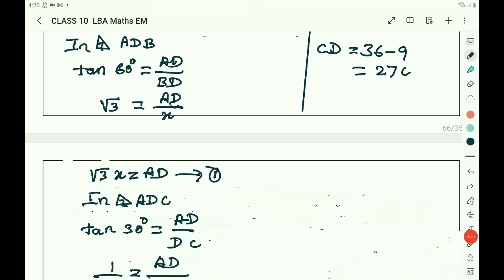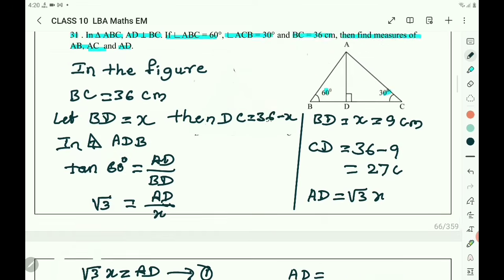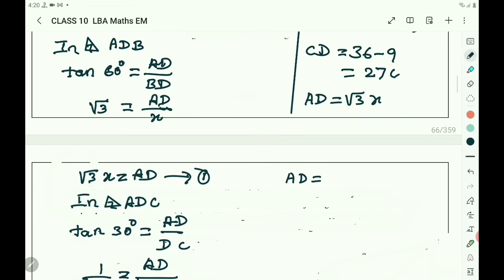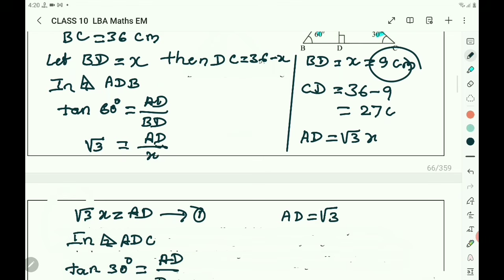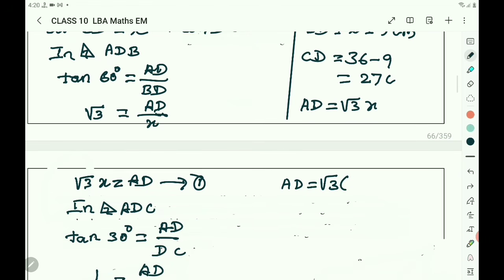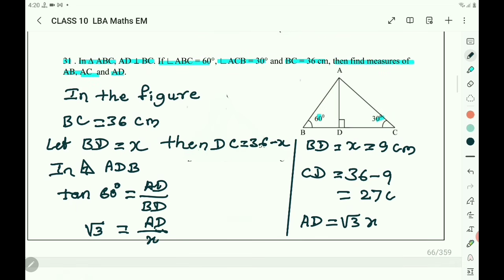Here AD is equal to root 3 x. If the value of root 3 is given, then you can put it. Here it is not given. You write root 3, x value is 9. Root 3 into 9 equals 9 root 3. Now you got AD equals 9 root 3 centimeters.